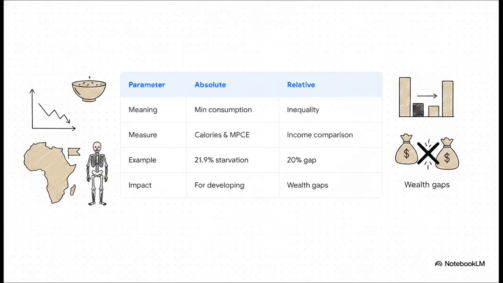To make sure you walk away with total mastery of this topic, we've put together a quick cheat sheet summarizing everything we just covered. We've got our 4 parameters: meaning, measurement, example, and significance. Just to quickly recap, absolute poverty is all about minimum consumption. It's measured by calories and MPCE, exemplified by that severe 21.9% starvation rate, and it is vital for developing nations to track for survival. Meanwhile, relative poverty is about inequality. It's measured by comparing incomes, exemplified by that massive gap between the bottom and top earners, and it is crucial for understanding societal wealth gaps. Take a mental screenshot of this. This is basically the whole masterclass, right here in one spot.